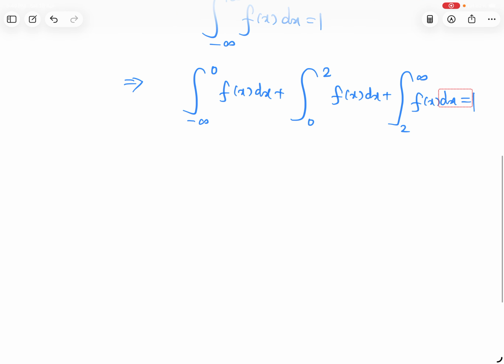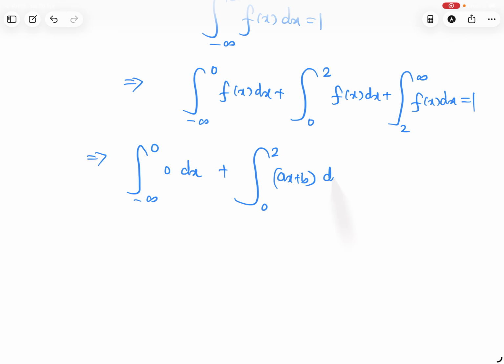Now, from minus infinity to 0, the function is given as 0, so the f(x) value is 0. From 0 to 2, it is given as ax + b. Plus 2 to plus infinity, again it is 0, and the total is 1. So what is this integral? It is ax²/2 + bx with limits 0 to 2, and the other parts are 0, equal to 1.